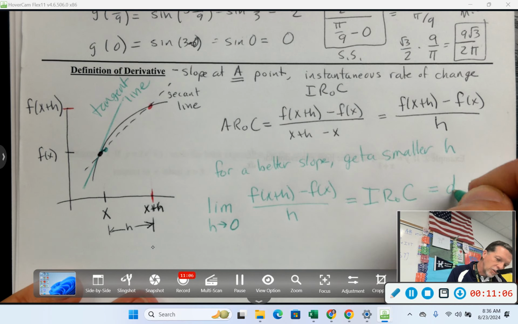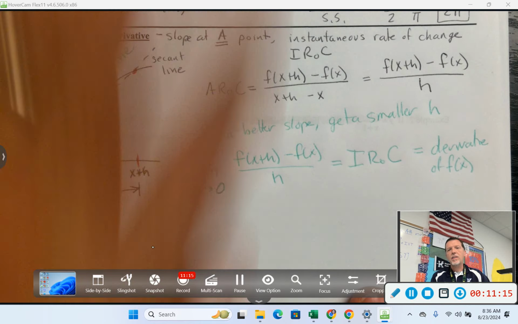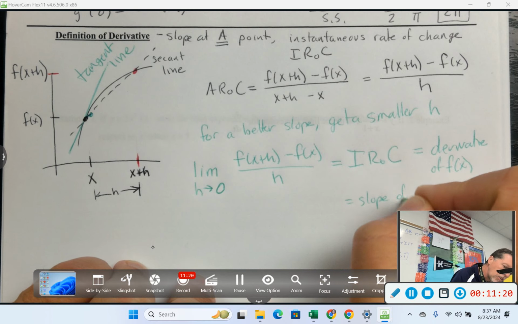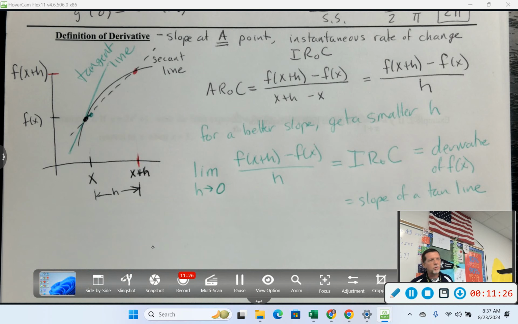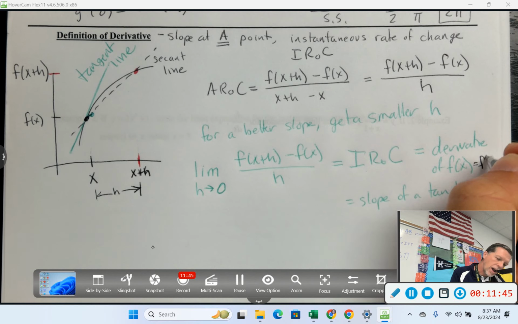And that is the derivative of f of x. The slope at a point. Slope of a tangent line. I'm trying to use all of those words because we use all of those words, and hope that you know that they're really the same thing. Instantaneous rate of change, derivative, slope of a tangent line, they all mean the same thing. The symbol for a derivative is f prime.